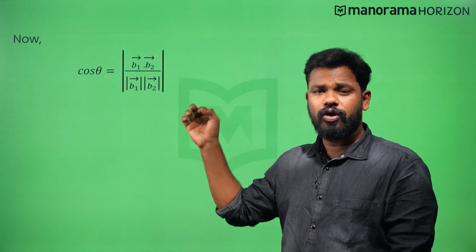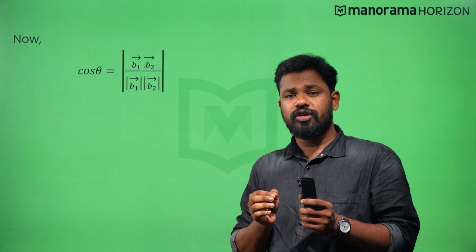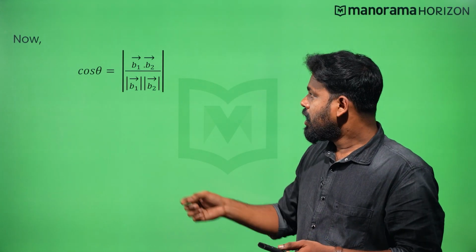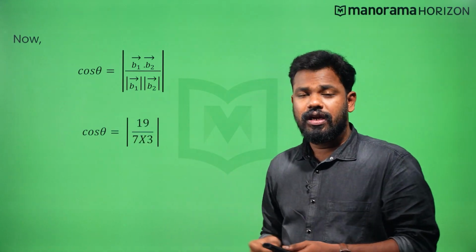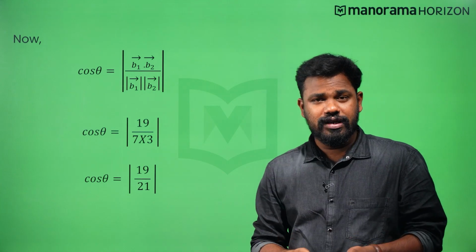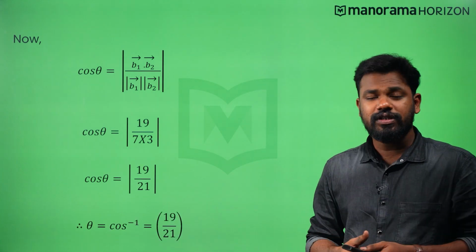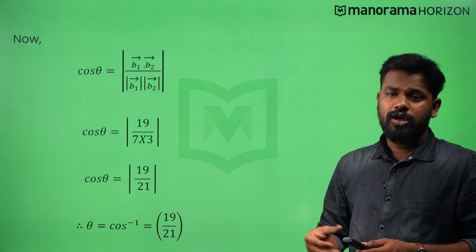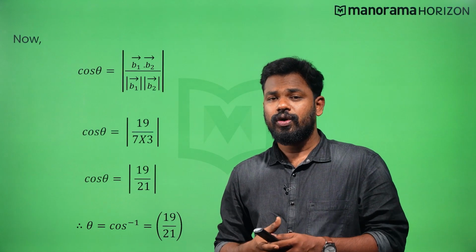Now, using this, I can easily find the angle between the two lines: cos theta is equal to the modulus of b1 dot b2, the whole divided by the modulus of b1 into the modulus of b2. So, using that, I get cos theta is 19 by 7 into 3, which is 19 by 21, or you can say theta is equal to cos inverse 19 by 21. So, this is how we get the angle between these two given lines.